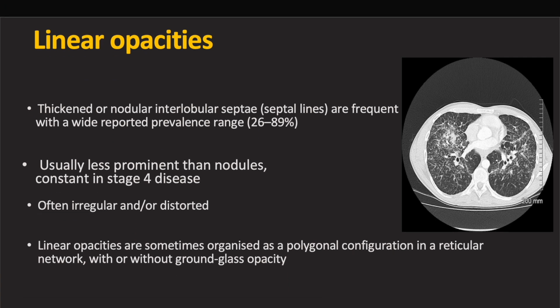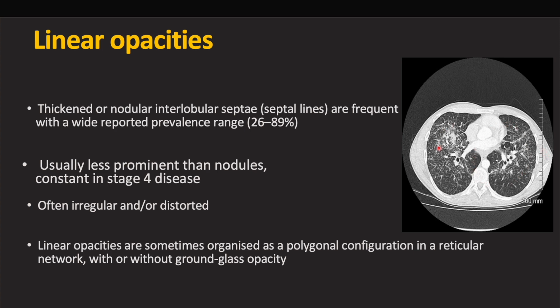The next pattern on a CT scan includes reticular pattern or linear opacities. And when we talk about linear opacities and reticular pattern, we think of interstitial lung disease. So in sarcoidosis and sarcoid-induced ILD, in stage 3 sarcoidosis, for instance, you may see a lot of thickened nodular interlobular septae or septal lines which are more prominent. And this can be seen between 25 to 89% of patients.